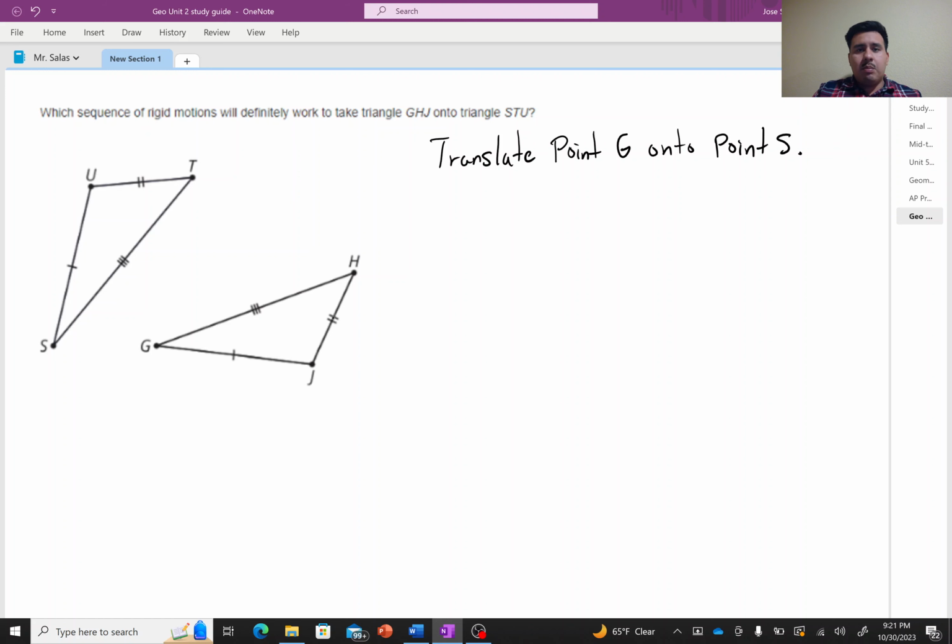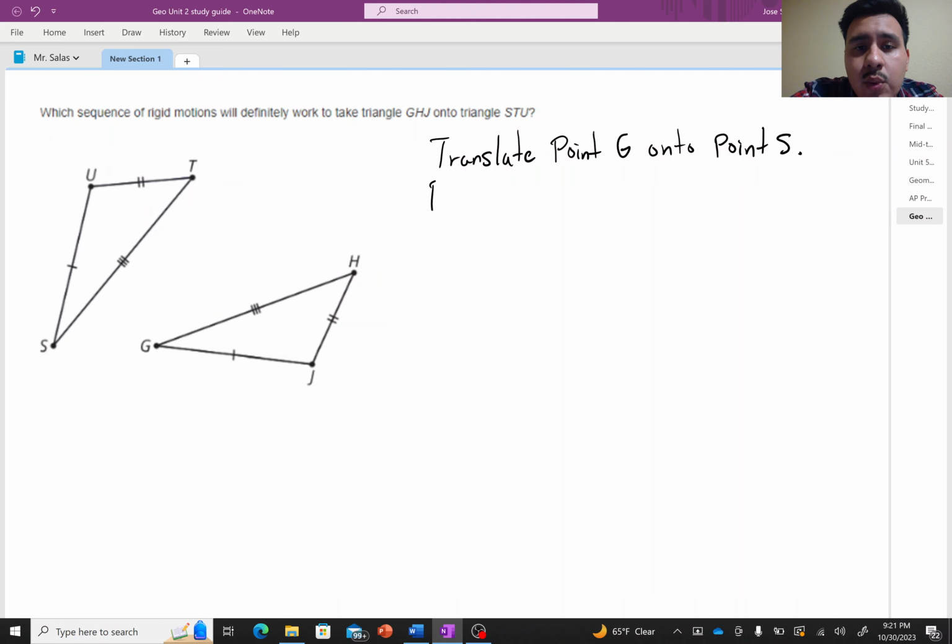My next step would be, now that these 2 points are lined up, S and G, I want to line up the closest congruent side. In this case, this side GH is the closest to ST. But guess what? We already aligned S and G. All we have to do is rotate triangle GHJ so that G and H overlap with ST. Okay? So that's what we're going to write.